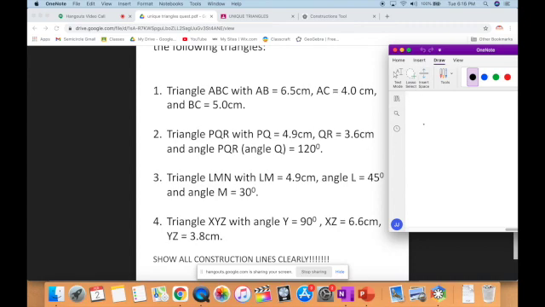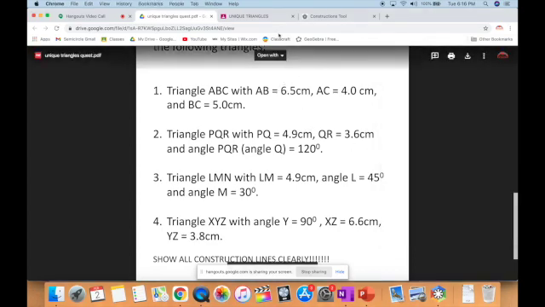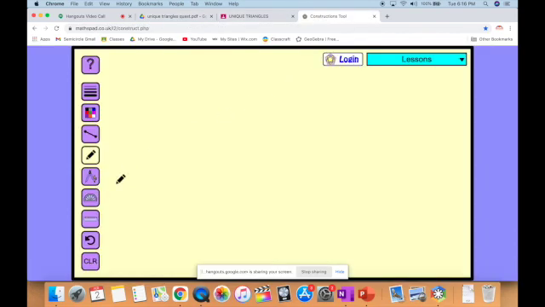So I have our triangle ABC with AB is 6.5, AC is 4, so I guess from A this could be C, 4.0, and then BC is 5.0, right? So this is the triangle I'm going to construct here. You see I draw a sketch, I have some idea as to what it's supposed to look like. So let me go and see if I could do this now.